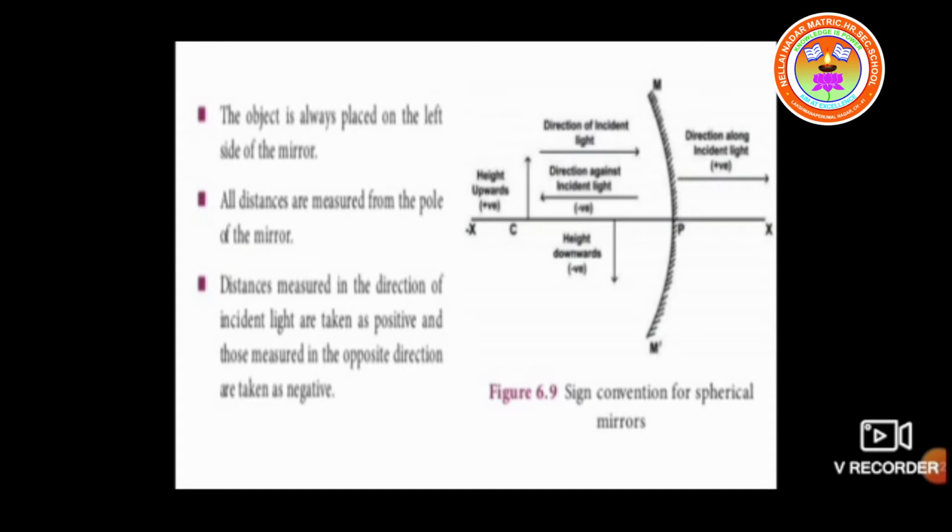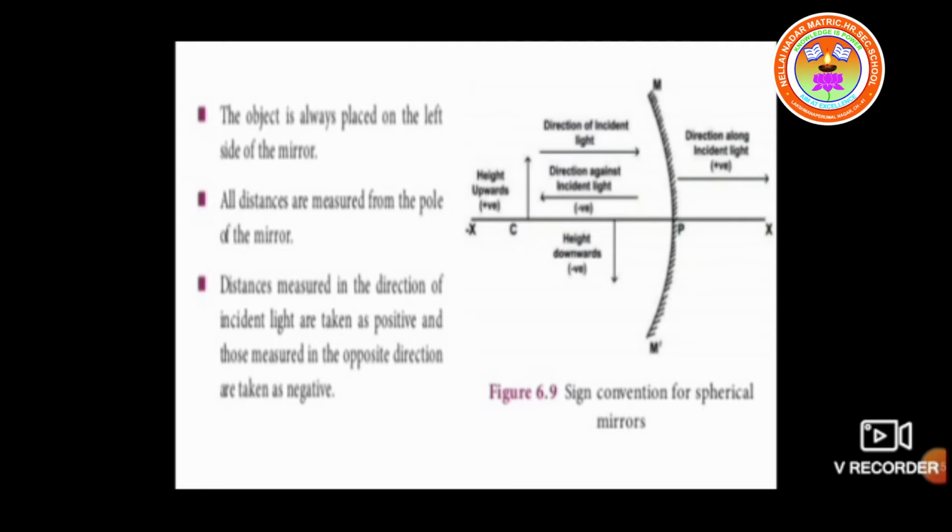Next, all distances are measured from the pole of the mirror. Already you know that. What is a pole? Pole means the center point of the mirror. The pole is noted by letter P. So all the distances are measured from the pole of the mirror. Whenever you are measuring a value, you should measure it from the pole of the mirror.